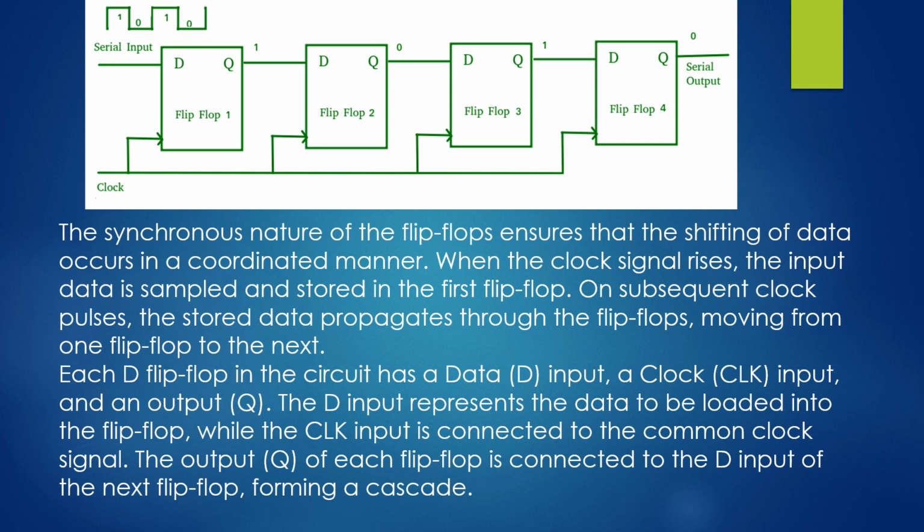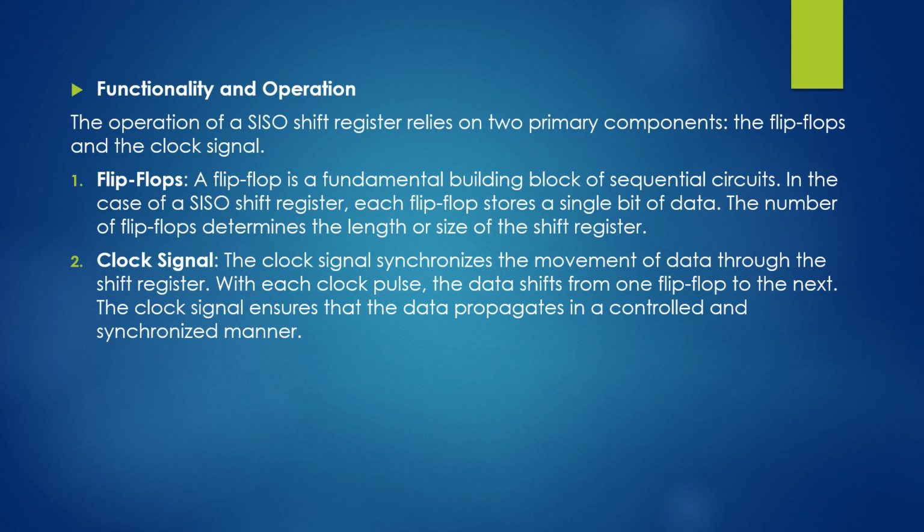The synchronous nature of the flip-flops ensures that the shifting of data occurs in a coordinated manner. When the clock signal rises, the input data is sampled and stored in the first flip-flop, and with subsequent clock pulses, the stored data propagates through the flip-flops, moving from one flip-flop to the next. Each D flip-flop has a data input D, a clock input CLK, and an output Q. So these are the techniques about the SISO shift register. Now, the functionality and operation: the flip-flop and clock signal.